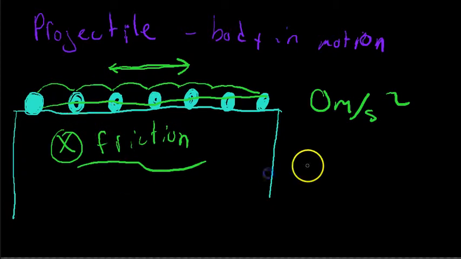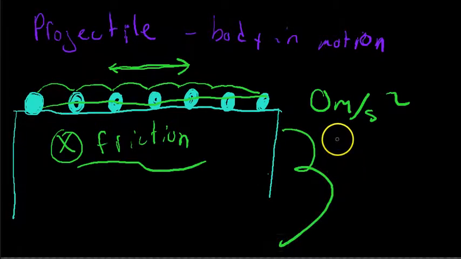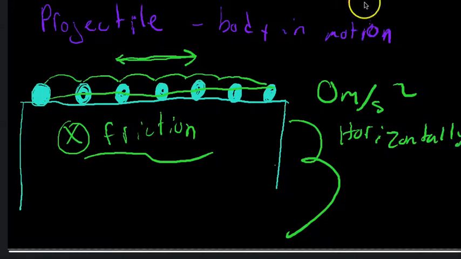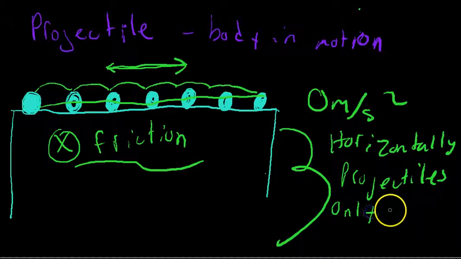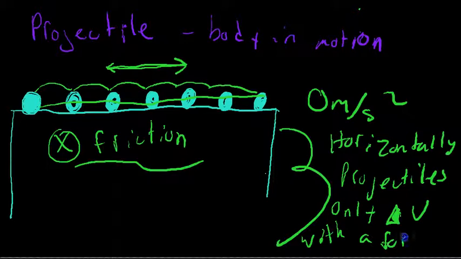So basically, what you need to know about this right here is that horizontally, projectiles only change velocity with a force, okay?